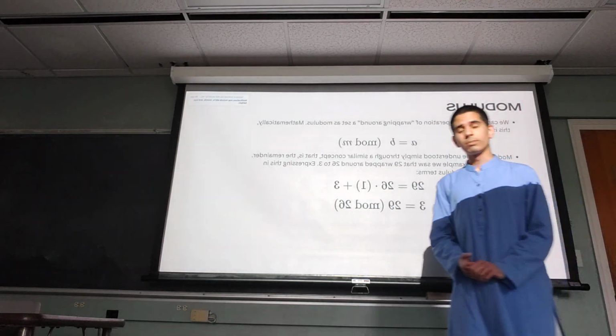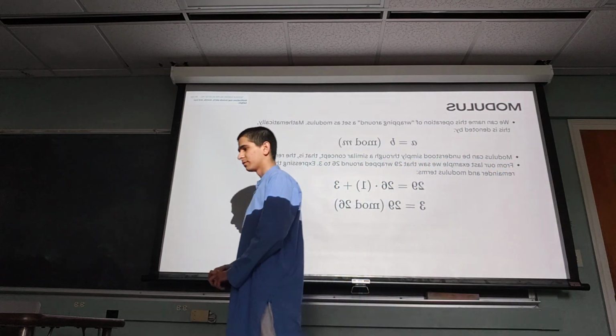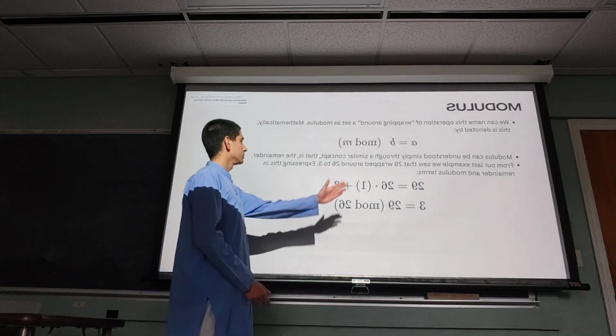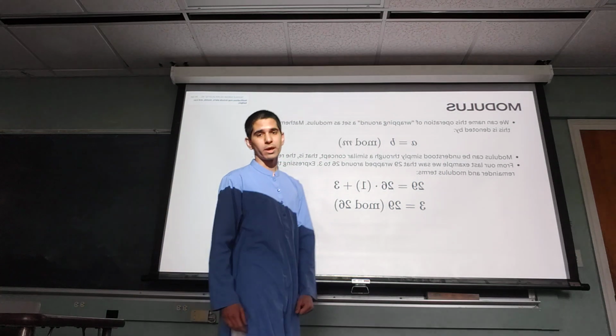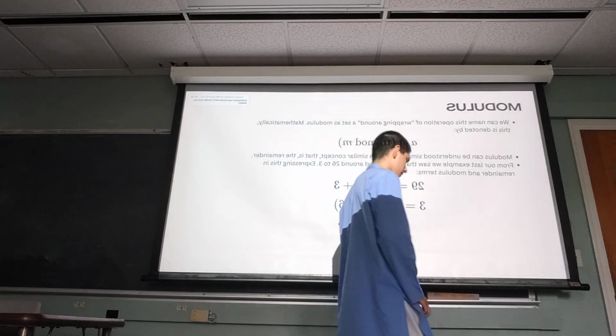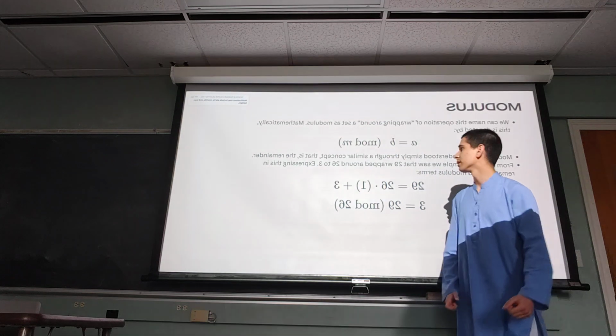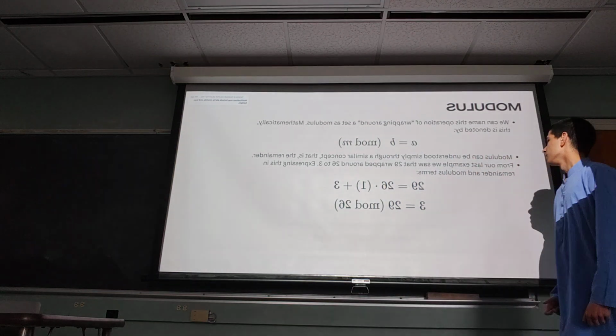So the wrapping around operation that we introduced in the last slide, there's a name for that, which is called a modulus. Mathematically, this is denoted by A equals B mod M. Modulus can be understood easily by a similar and hopefully more familiar concept, that is the remainder.